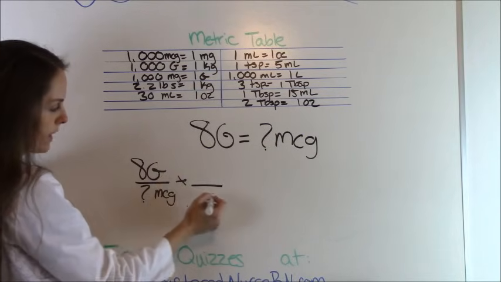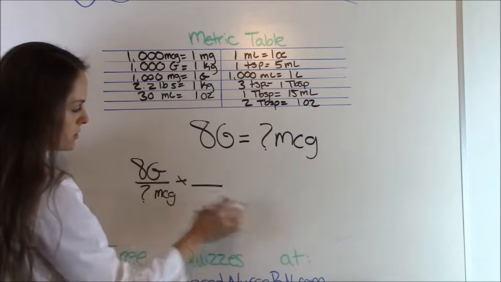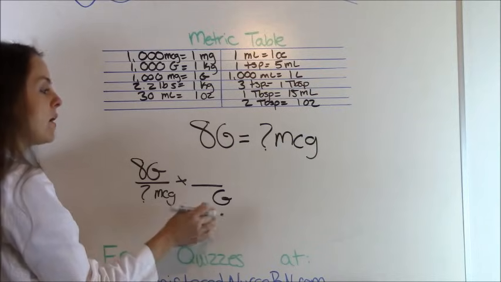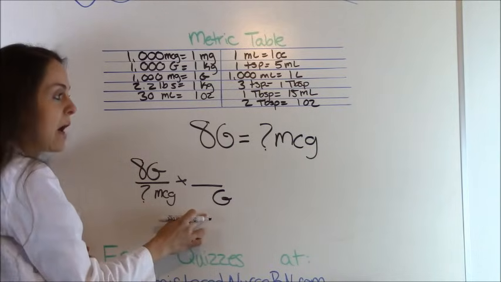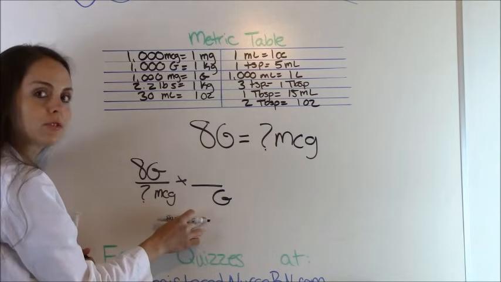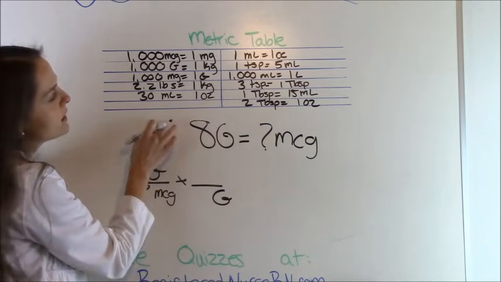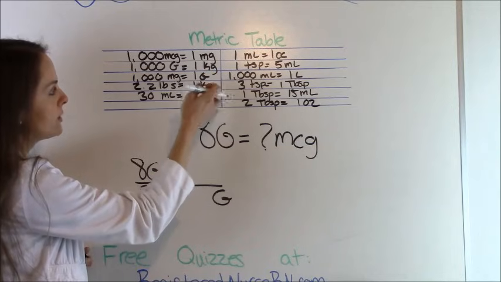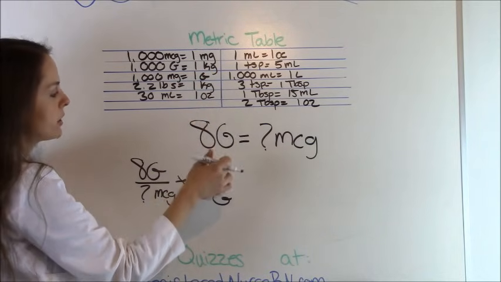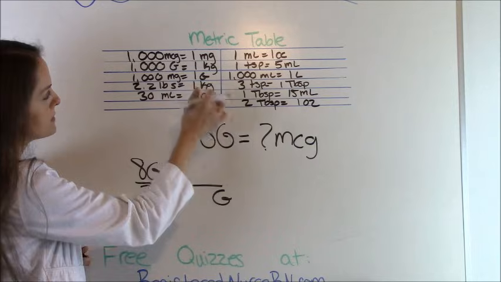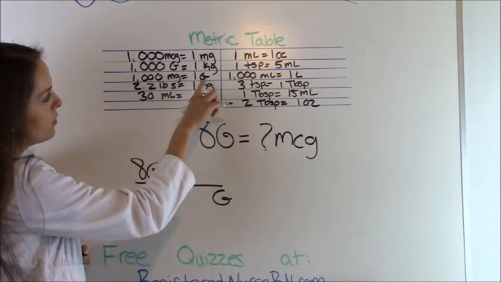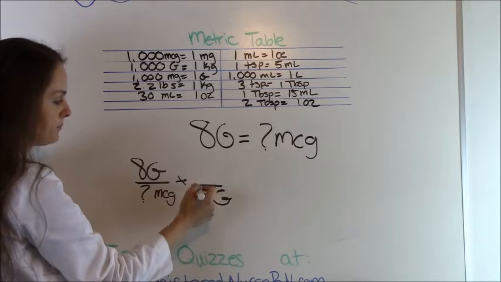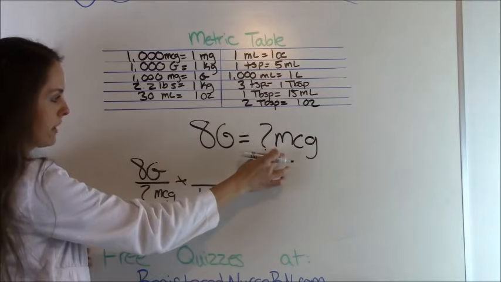So we're going to move grams over here because remember you work dimensional analysis diagonally. We're going to move our grams, and we're going to go up to our metric table, and we're going to see how many grams are in a microgram. As you look at your metric table, you don't really see that 1 gram equals so many micrograms. So we're going to go to milligrams. You see, according to the table, 1 gram equals 1,000 milligrams. So we'll do that. Our goal is to get to micrograms.